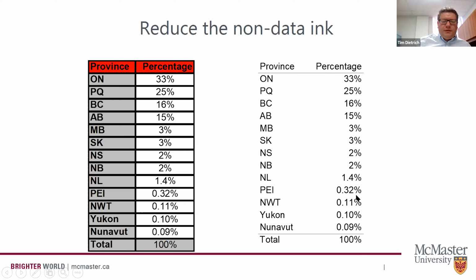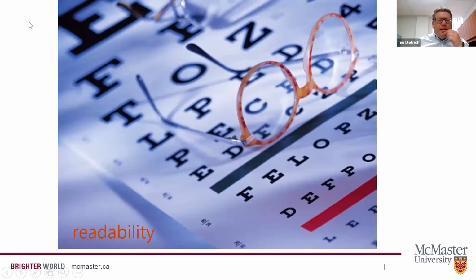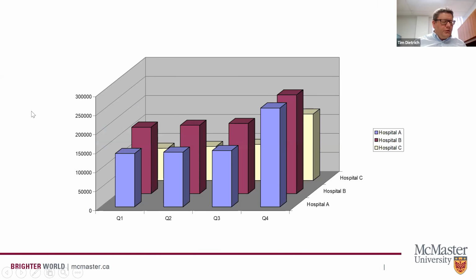So you can see here we've underlined the title and prepared us for the total. No backgrounds, no pictures, no logos. These are all examples of non-data ink. You also want your graphs to be readable.